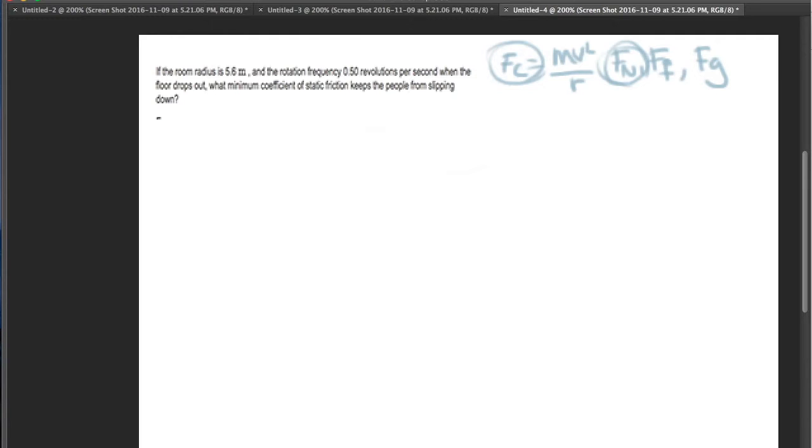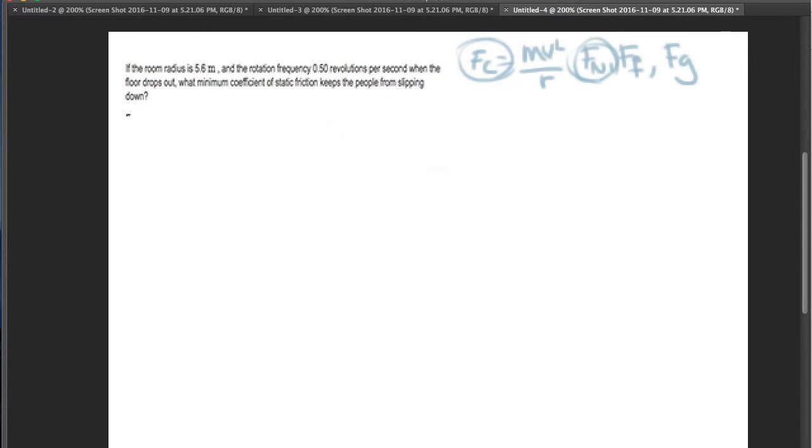This problem addresses a situation on an attraction at an amusement park, which is called the Rotor Ride. I think that's what it's called. It says if the room radius is 5.6 meters, the rotational frequency is 0.50 revolutions per second, and the floor drops out, what minimum coefficient of static friction keeps the people from slipping down? If you really want to see what this machine looks like, I suggest you just look it up on Google.